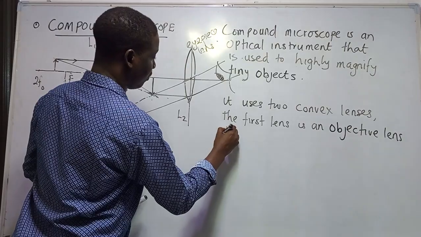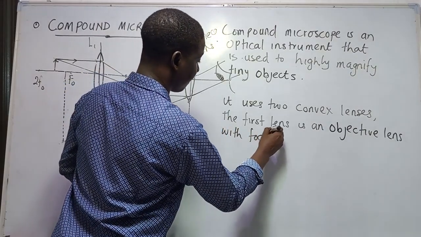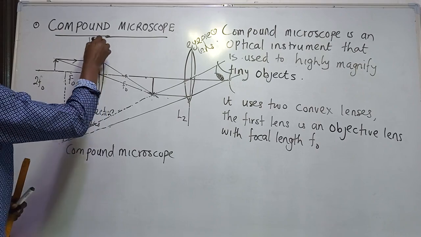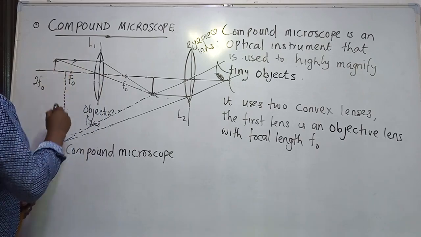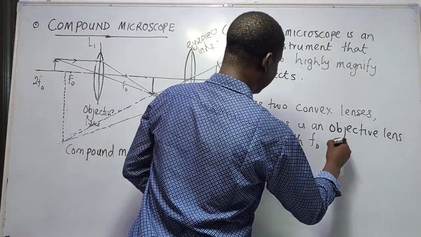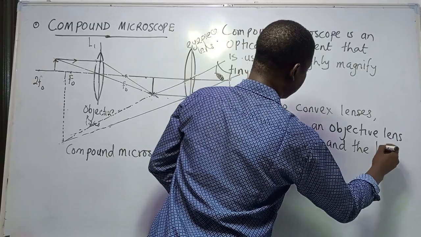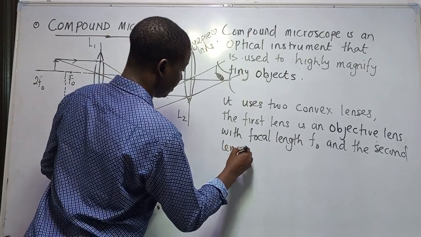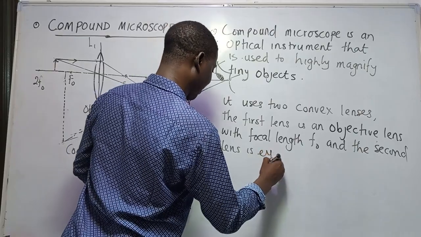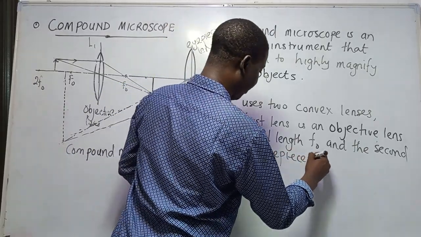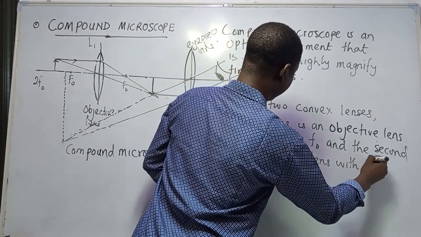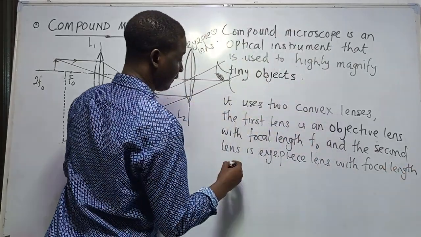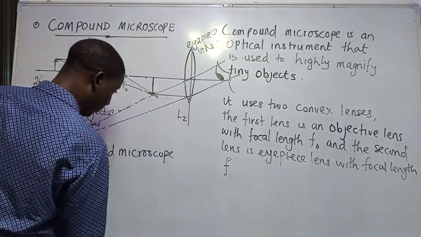It is a lens with focal length f0. So the focal length of this one is f0. And the second lens is the eyepiece lens, or what we call the ocular lens, with focal length fe. That is focal length fe.